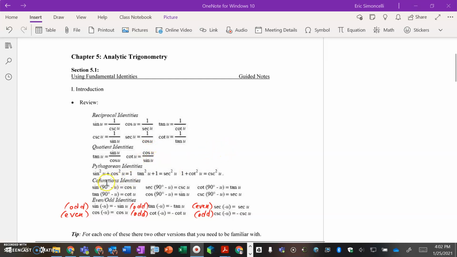The Pythagorean identities, probably the most important to start with here, is sine squared of u plus cosine squared of u is equal to 1. And then from here you can actually derive the other two. In other words, if you take this equation right here and divide it by cosine squared, sine squared over cosine squared is tangent squared, cosine squared divided by cosine squared is 1, and 1 divided by cosine squared is secant squared.